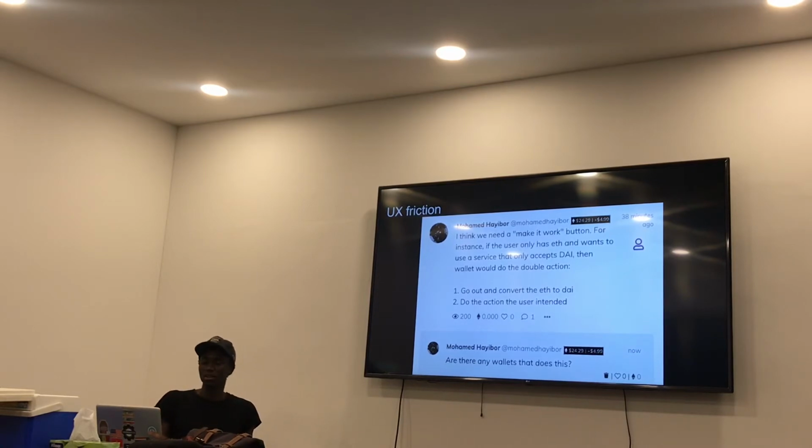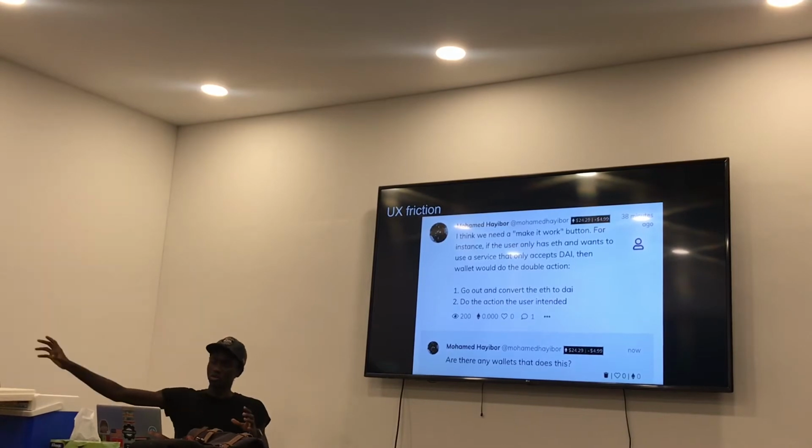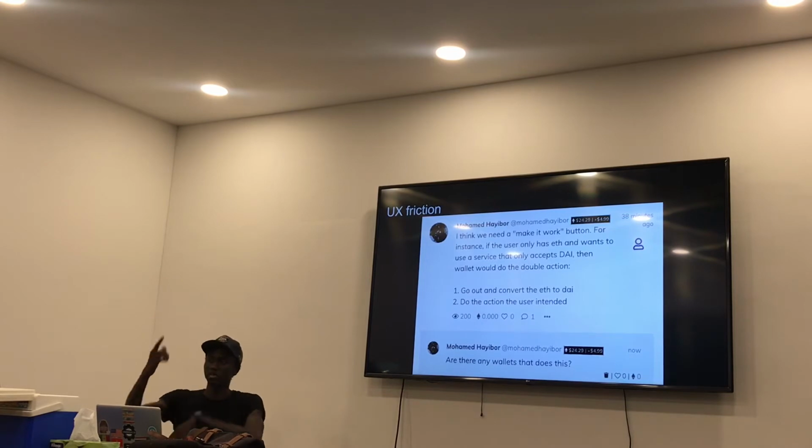So I was telling other developers, could we make a make-it-work button where the wallet would actually go straight to Uniswap, swap the Ether to DAI, and then make the transaction or whatever needs to get done. I think with tooling it can happen. It just hasn't happened yet. So does the user not have to make a particular decision about which asset is going to be swapped out in the wallet?